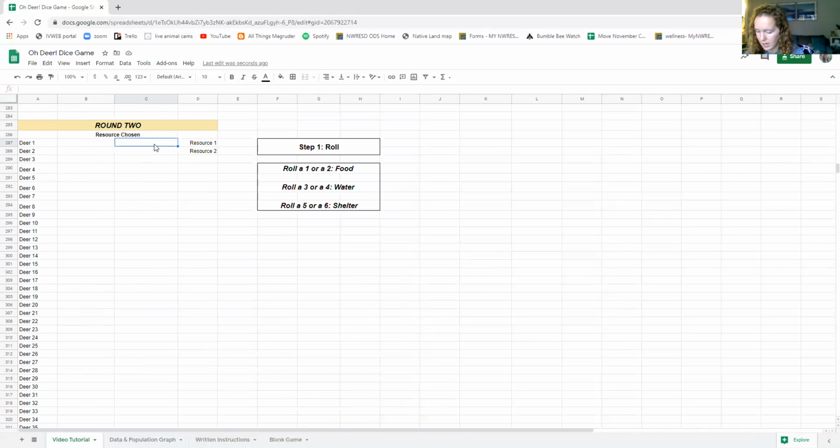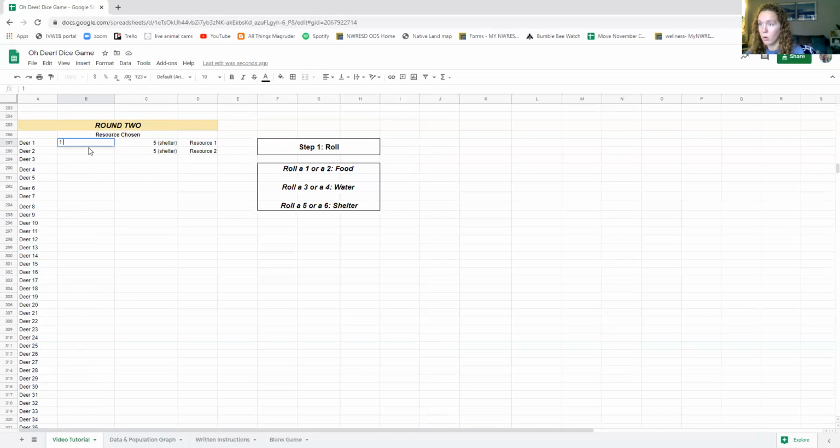I rolled a 5, shelter. And I also rolled a 5 on my other dice. All right, so now we have the resources filled in. This is just going to make it easier on us that we don't need to roll for 38 deer that are probably all going to die. We only need to roll until we see that we've rolled 2 shelters. All right, so I'm going to roll my dice.